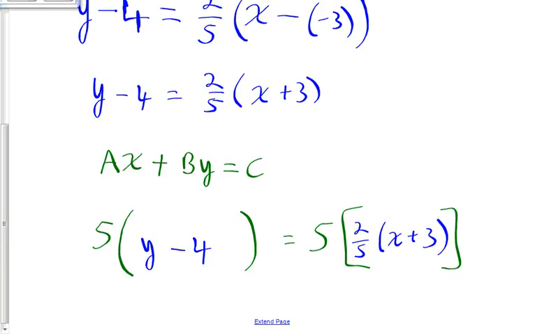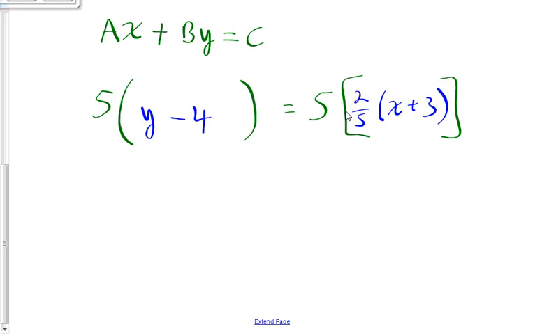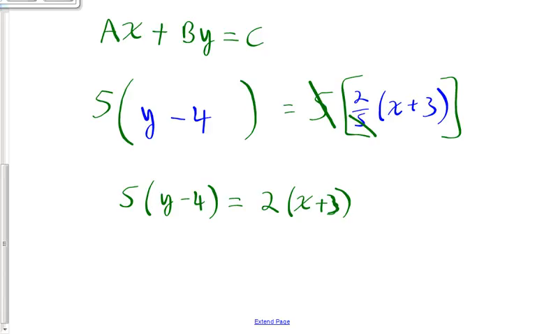What happens on the right-hand side is what's important. You see, on the right-hand side, the point of multiplying by 5 was to cancel this 5 with this 5. So I'll end up with this new equation here. I'll have the equation 5 times y minus 4 is equal to 2 times x plus 3. That step where I multiplied both sides by 5, the sole purpose of that step was to clear the fractions, to get rid of the 5 in the denominator of the right-hand side, and that's what it looks like when you get rid of the 5.